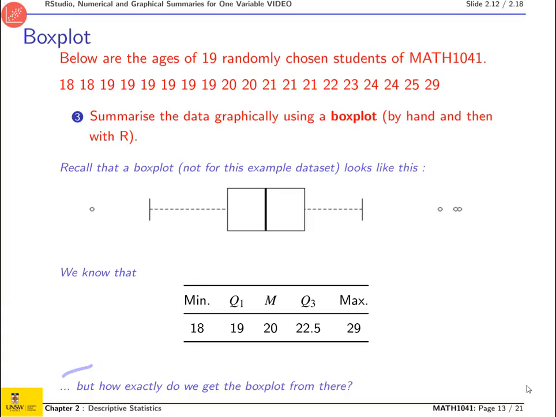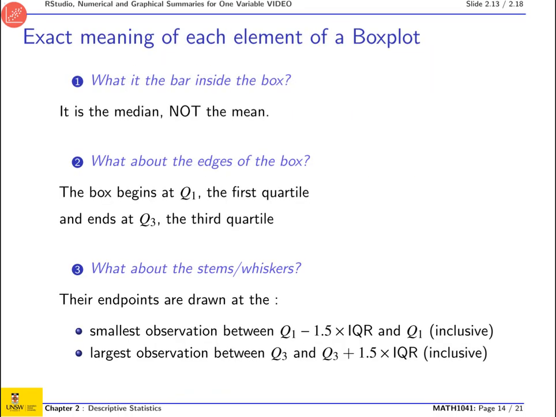Therefore, the first thing we need to do is to explain how exactly we get the box plot from the 5-number summary. So, there is a box, and inside the box there is a bar. This bar is the median. It's not the mean. You need to find the median. Now, the edges of the box are the first quartile and the third quartile.